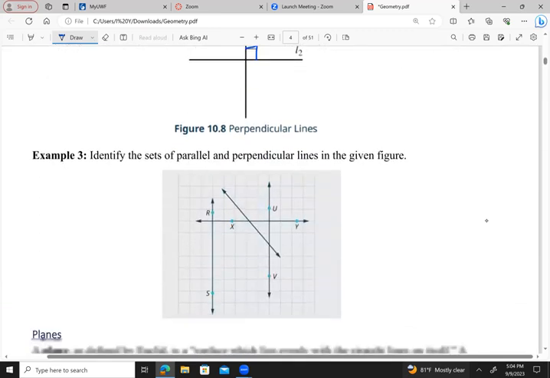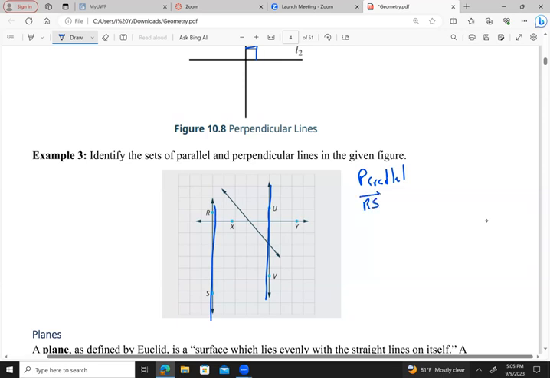So let's find the sets of parallel and perpendicular lines. So let's look at parallel. Well, it looks like this line here and this line here. So we could list it either way. We'll say RS and UV. Those two lines are parallel.